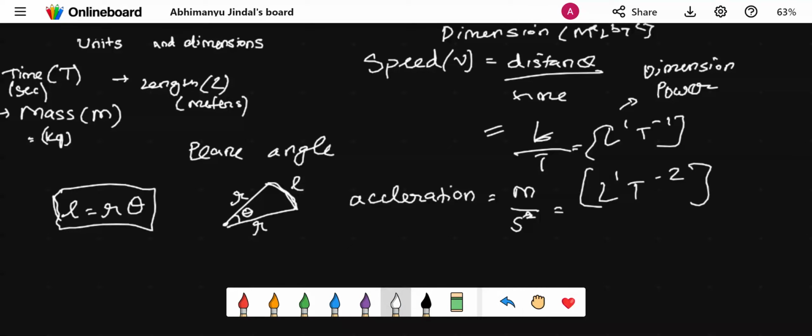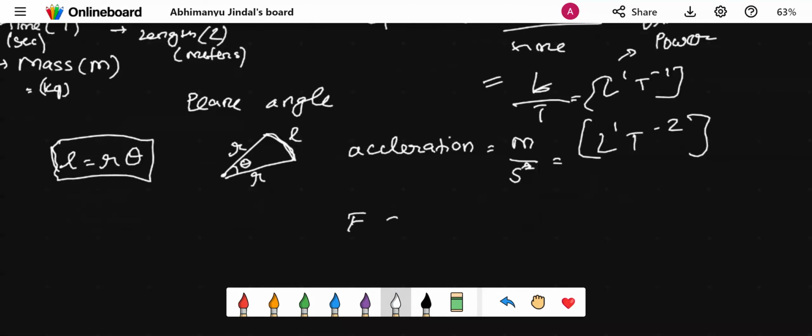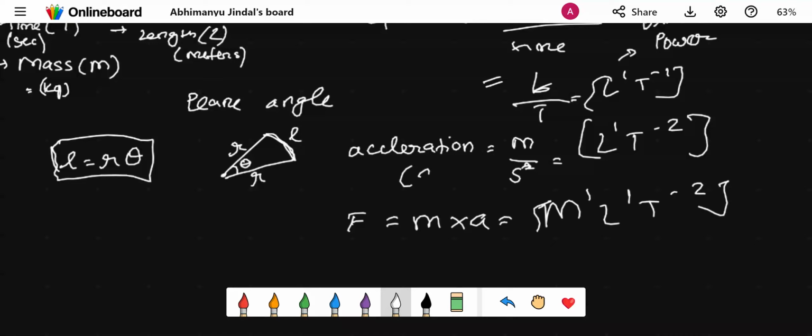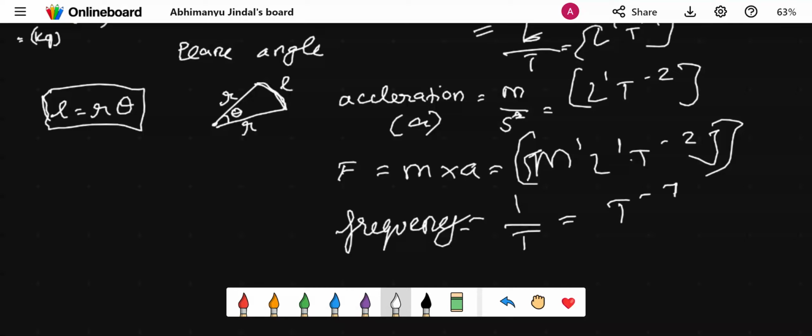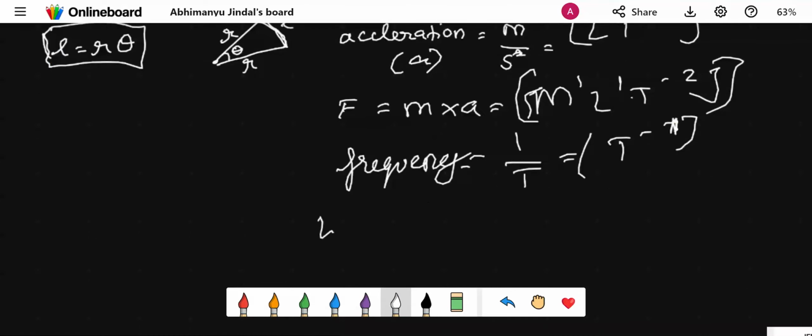Quite easy. Okay, so remember force equals mass into acceleration. Now mass is M, acceleration is this, so mass into acceleration gives M^1 L^1 T^-2. Now let's go to another important thing, which is frequency. Frequency, I think you must all have studied. It's 1 by time period, so T to the power negative 1. Anything like wavelength or distance or displacement, they're all L to the power 1.